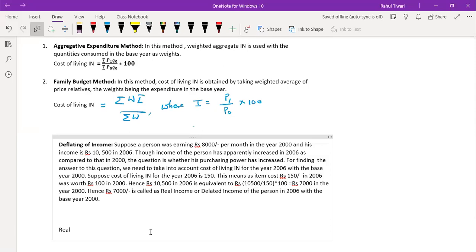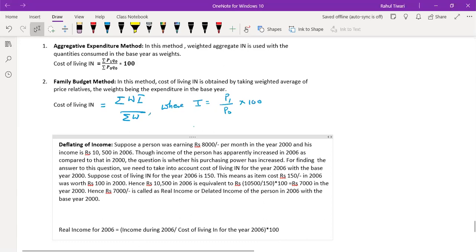Real income for 2006 equals income during 2006 divided by the cost of living index number for the year 2006, multiplied by 100. This formula you need to be ready.